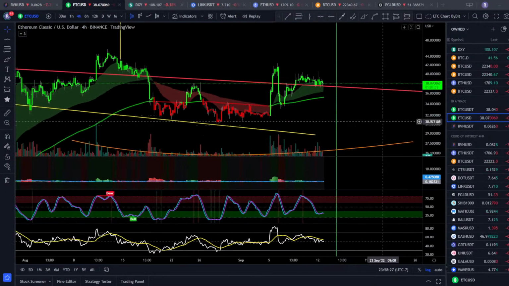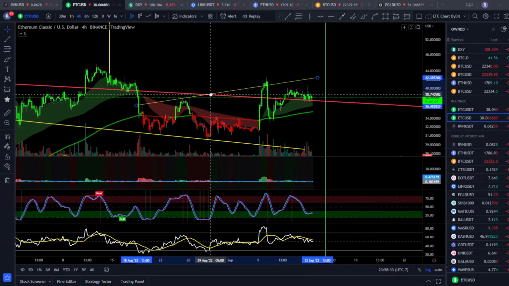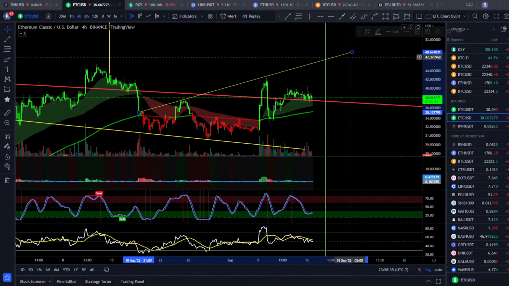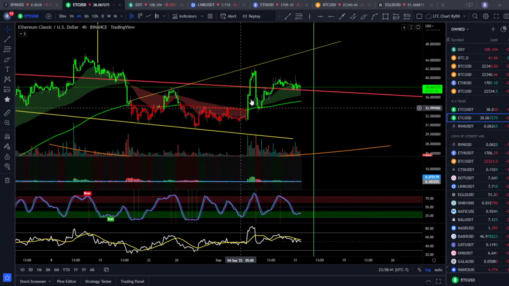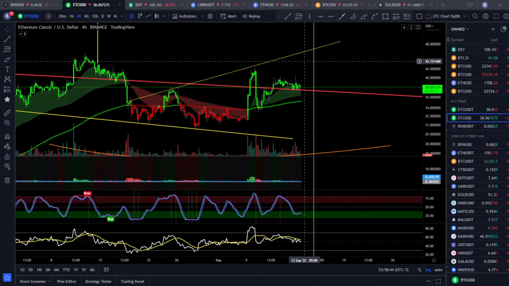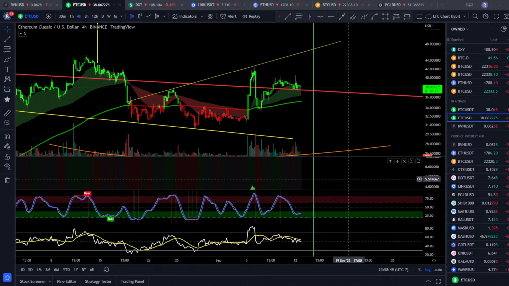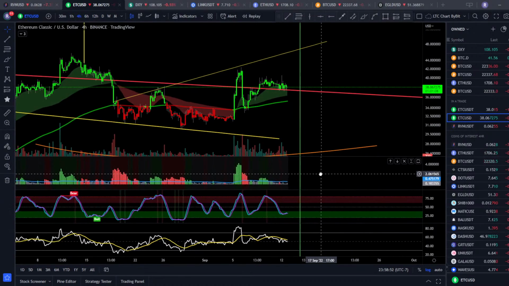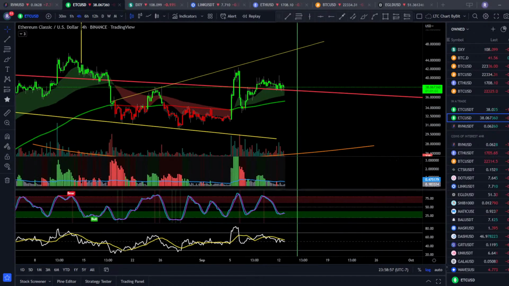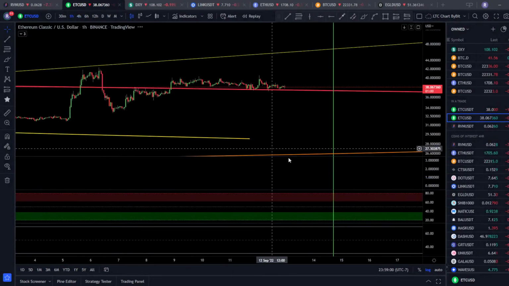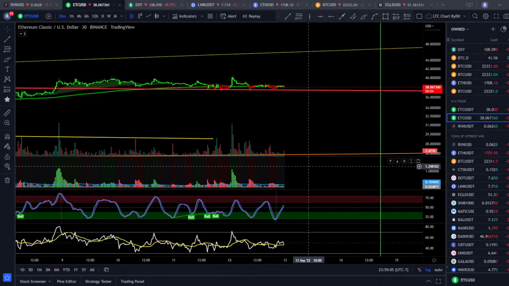Well, it's super ugly, but you can make a case for an inverse head and shoulders pattern coming in. So you've got your shoulder here, you've got your head here, and you've got your super ugly right shoulder over here. You can make that case if you want. The braid filter's in the gray on the 4 hour, so that's pretty bad. Let's see if it's getting any kind of green on the braid filter in the lower time frames. It's not. This thing is just going to be moving sideways.